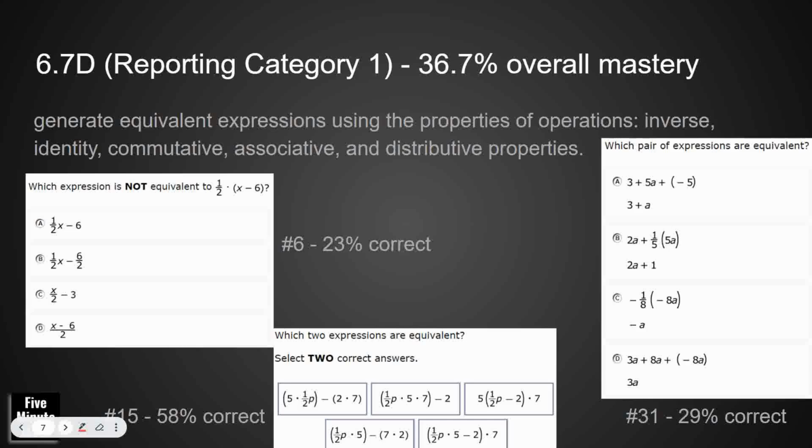So next we've got 6.7D. This is in reporting category 1 and it is 36.7% overall mastery. It was tested 3 times.